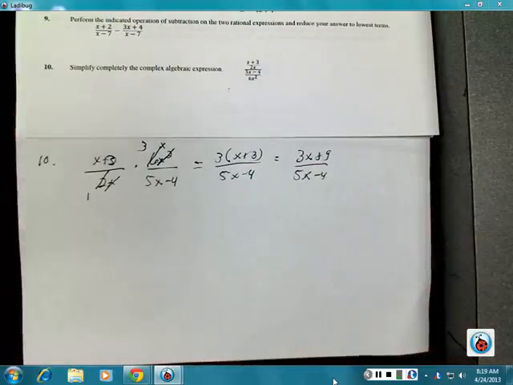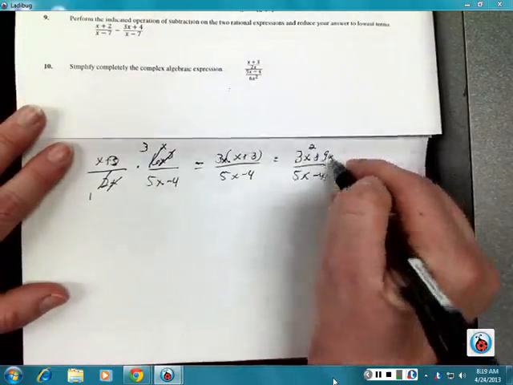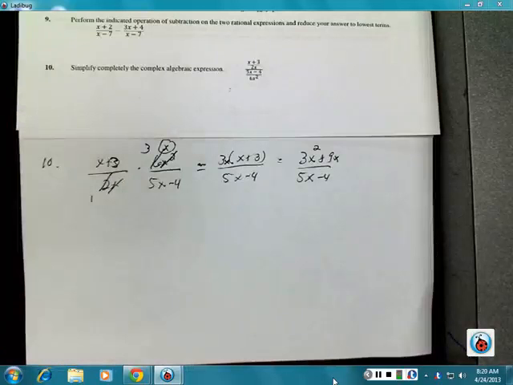So that would be my 3x times x plus 3, so x. Oh, yes, thank you. I forgot my x, didn't I? So I have 3x squared times 9x. Thanks. Yep, I forgot my x in there. Yep, because I have an extra x left over in that spot. Okay.